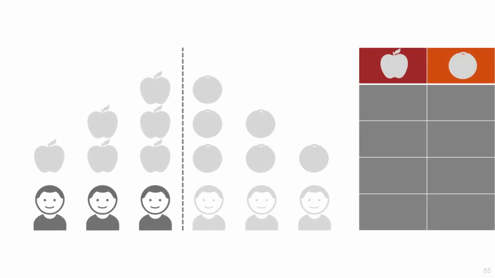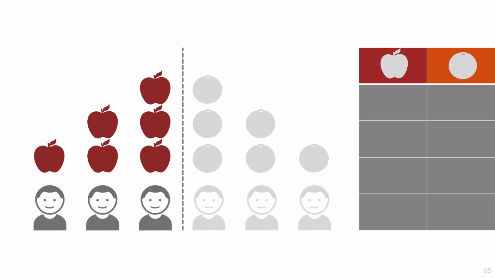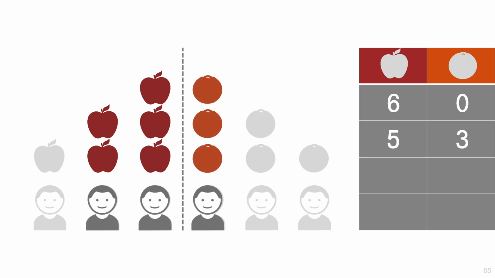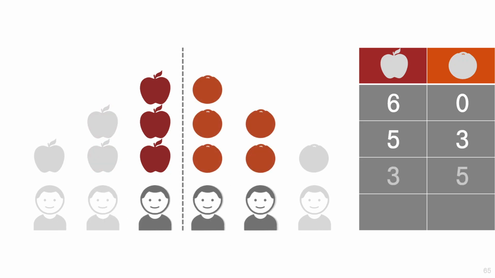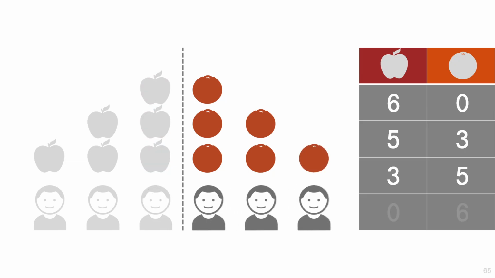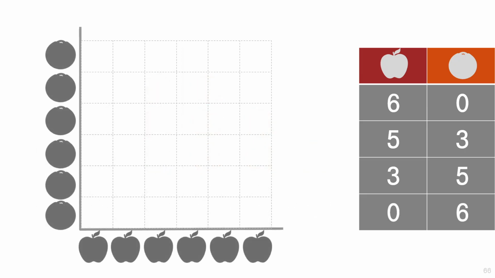Now let us recalculate the production possibilities. We can have 6 apples and no oranges, 5 apples and 3 oranges, 3 apples and 5 oranges, or no apples and 6 oranges. If we plot these combinations, we see that we get a production possibilities frontier that is concave to the origin. This is what a more realistic production possibilities frontier would look like.